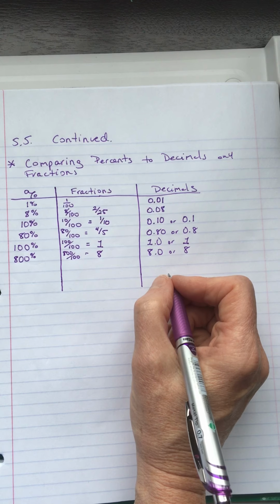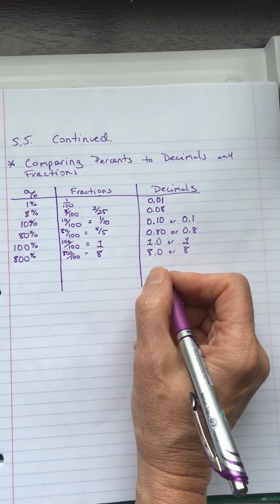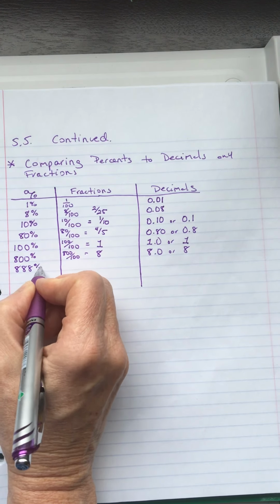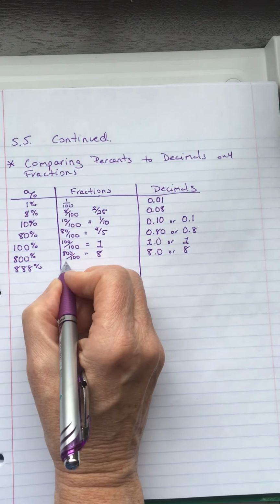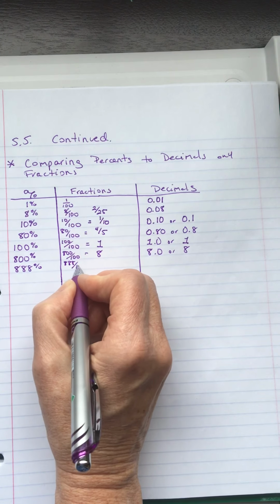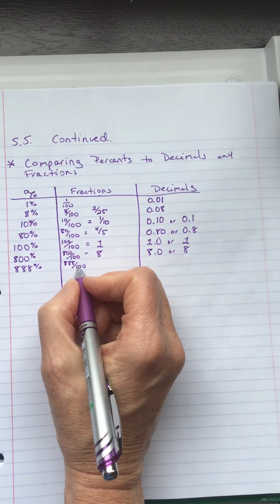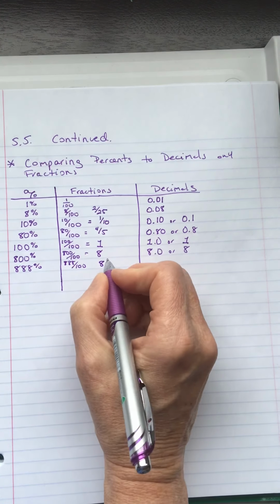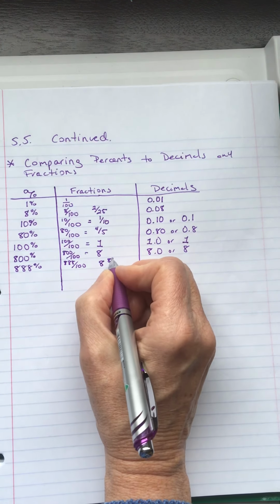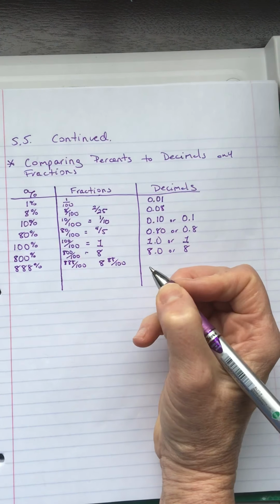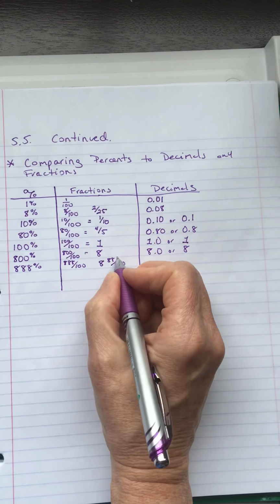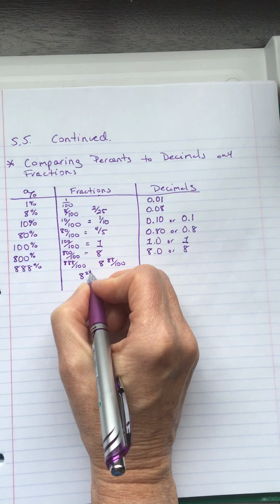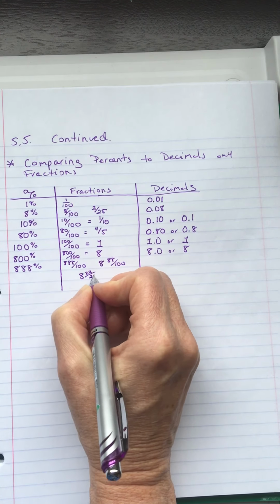And one more example. It's a little more complicated. We're going to say 888%. Well, that would be 888 out of 100. But another way we could write that would be converting this into a mixed number of 8 and 88 100ths. We could simplify this fraction and end up with 8 and 22 25ths.